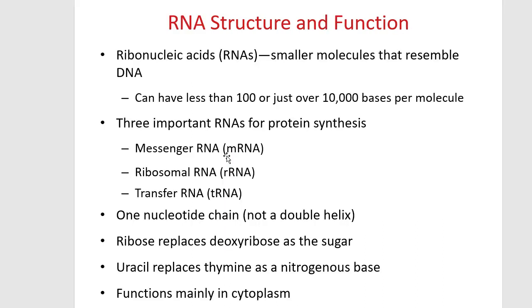Now, going on to RNA. RNA structure is similar in some ways to DNA and different in a lot of ways as well. It does not have that double helix, so it is single-stranded. And it is missing the thymine base. It replaces it with uracil. Now, RNA is found mainly in the cytoplasm. The 3 important RNAs for this subject matter are messenger RNA, ribosomal RNA, and transfer RNA.